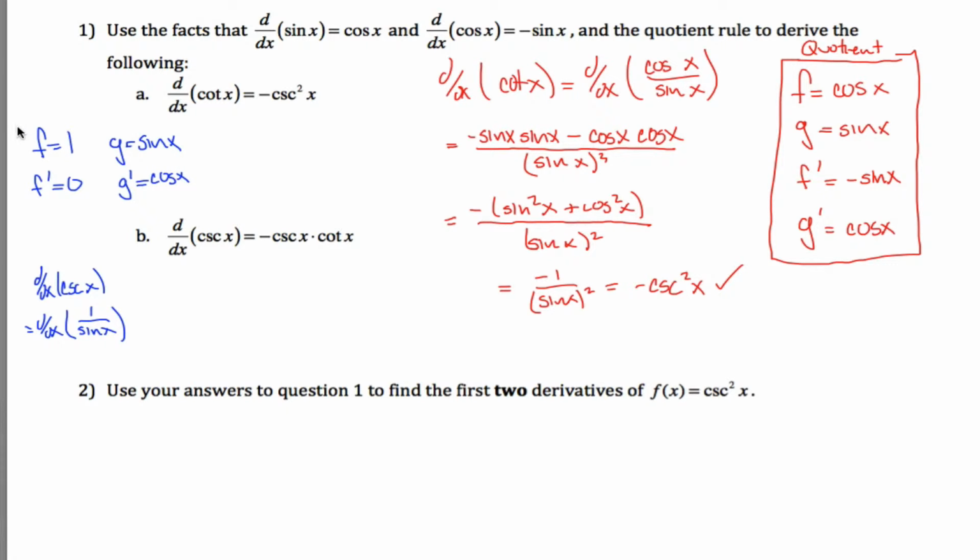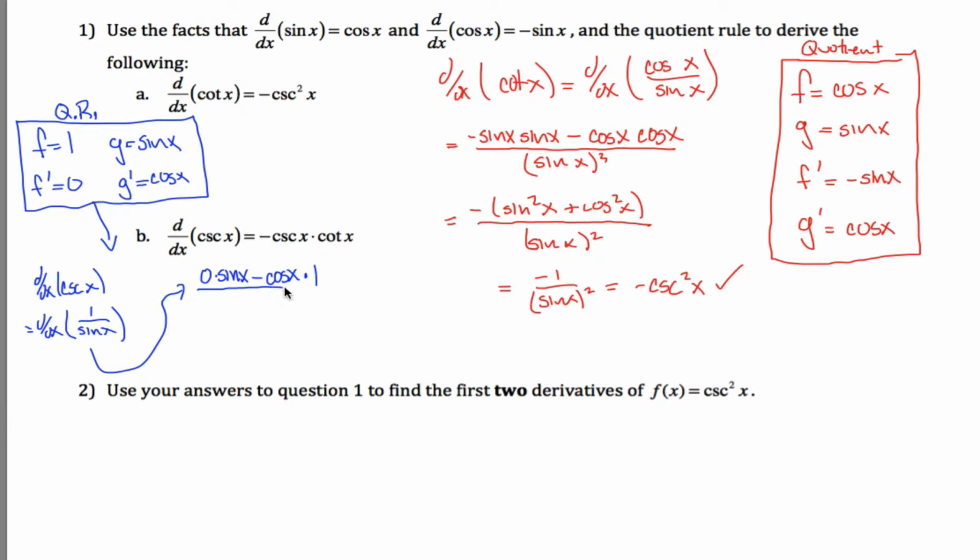So I'll take all this information and throw it in the quotient rule down here to get that this is equal to f prime 0 times g sine of x minus g prime cosine of x times f, which is 1, divided by g sine of x squared. But wait a minute, 0 times sine, that's just 0. Cosine times 1, that's just cosine. So really all I have here is negative cosine of x over sine of x squared.